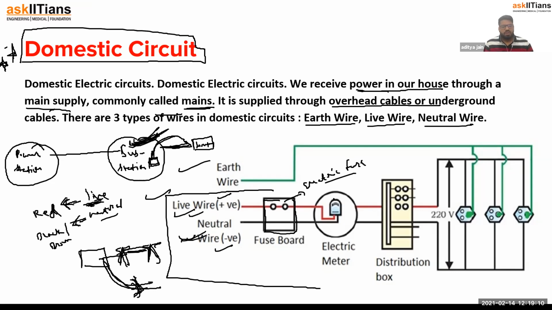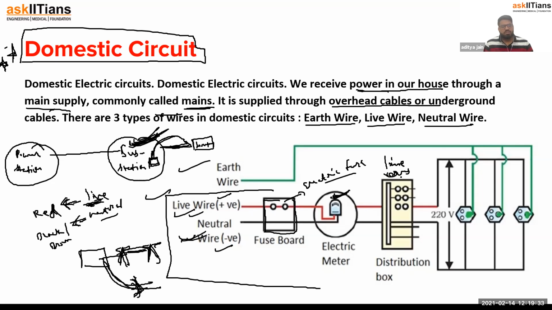So from the fuse board, it goes into the electric meter, and then from the electric meter, it goes into a distribution box, from where you will distribute the supply to individual rooms. There are some line cables in the house which you are taking from the electric meter.